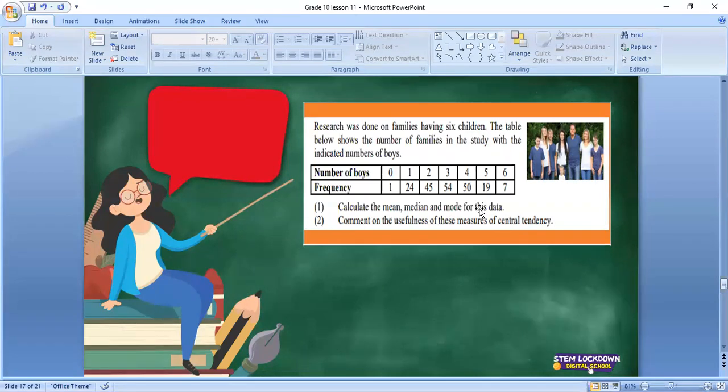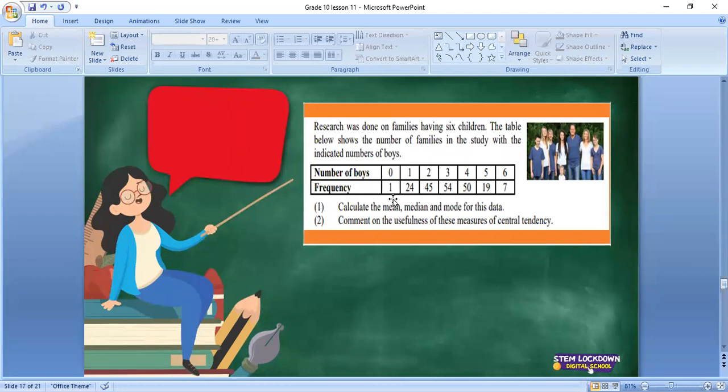To find the mean, we're going to say 0 multiplied by 1, plus 1 multiplied by 24, plus 2 multiplied by 45, 3 multiplied by 54, 4 multiplied by 50, 5 multiplied by 19, 6 multiplied by 7. Then we add all together, then we divide it by the total number of our frequency.